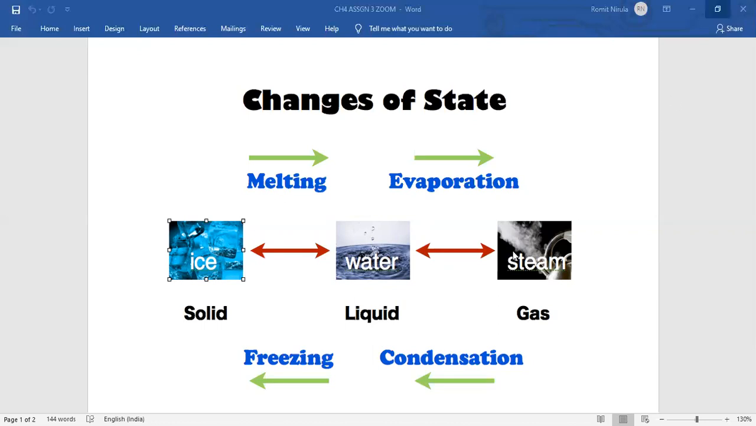We can change these water vapors or steam again into liquid water on cooling. This process is called condensation. Next is liquid. If we want to change this liquid into solid, we have to freeze it. That means we have to cool it at a very low temperature so that it turns into a solid, that is ice. So here are the four processes: melting, evaporation, condensation, and freezing.